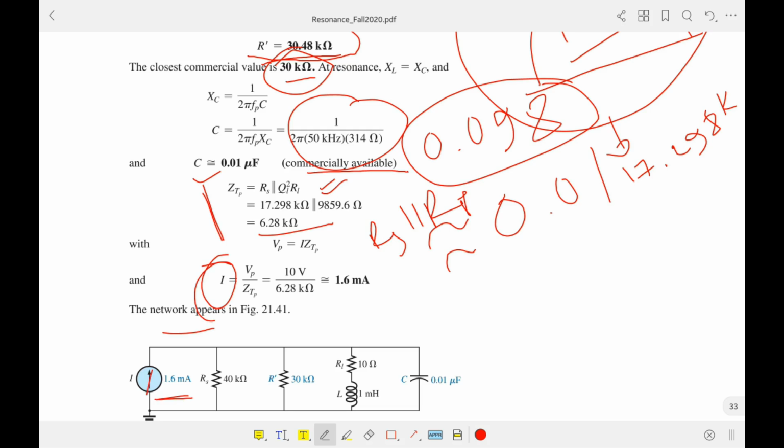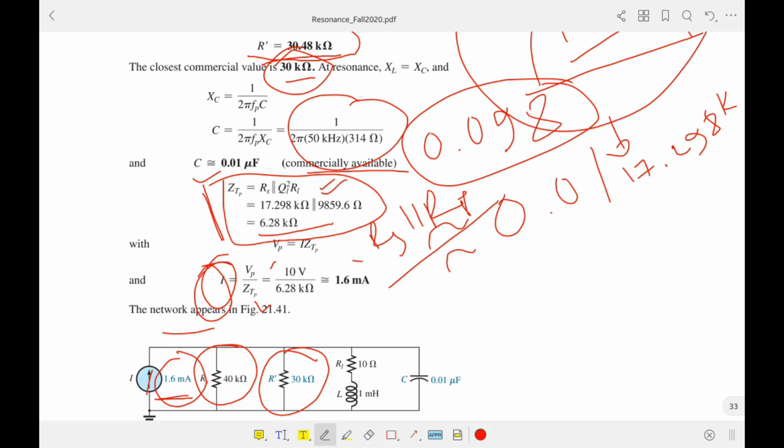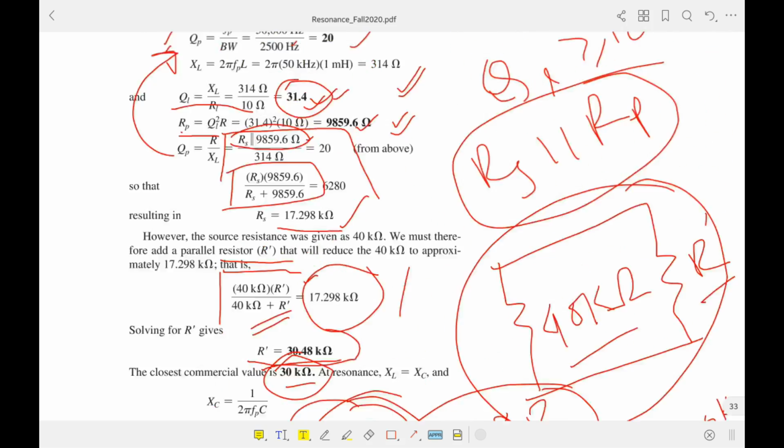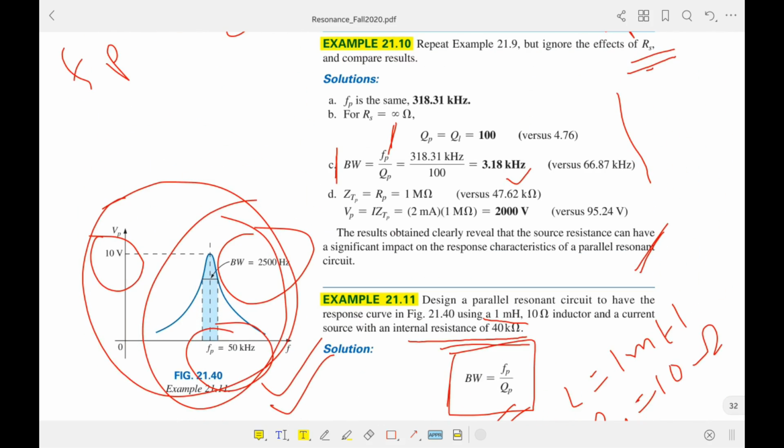So to calculate this I, we already know that it is VP over ZTP. So VP over ZTP, that's why this VP is already found. So to calculate this ZTP, we have used this expression, that is RS parallel RP. So all values are given. I just calculated the R prime. RS was already given in the question. This current is already calculated here, and these two values are already given, and this capacitance is calculated here. So this circuit is designed. That means this circuit will provide the response characteristics just like this.